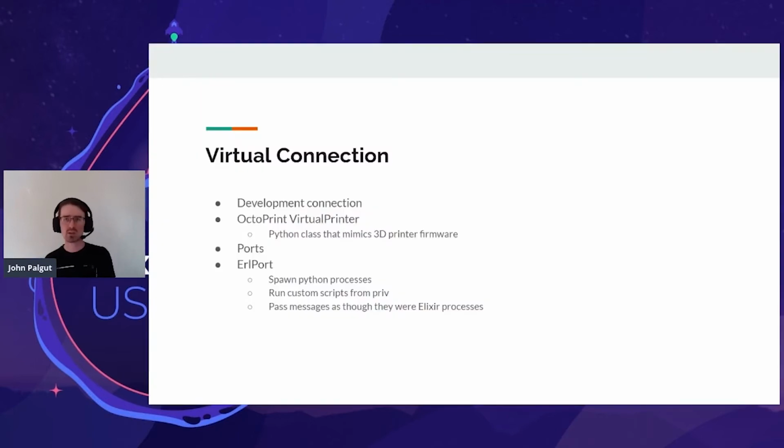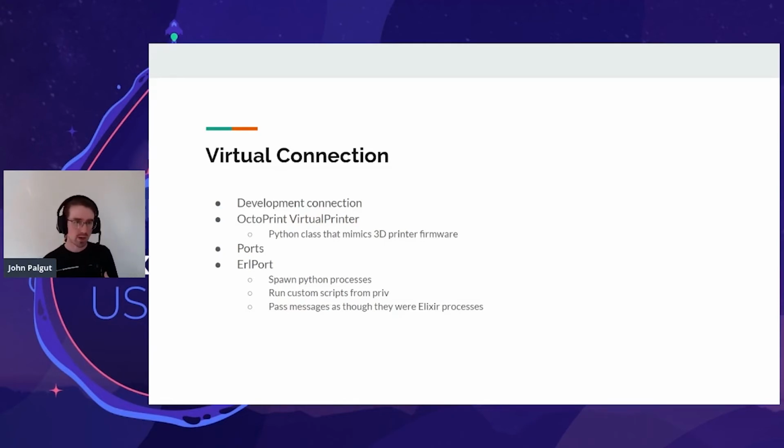The last connection I want to talk about, and the one I think is the most interesting, is the virtual connection. This is the connection I used for development. When I was talking before about the needs of the different environments, in development I mentioned it'd be pretty cool if we could talk to a virtual printer without talking to a real printer, because a real printer is a little bit cumbersome. And it turns out OctoPrint already thought of this. They have a virtual printer Python class, which is essentially a bunch of Python code that mimics 3D printer firmware. It's hundreds of lines long and super complex, but you can send it messages and it'll send back responses that are basically how a printer would respond.